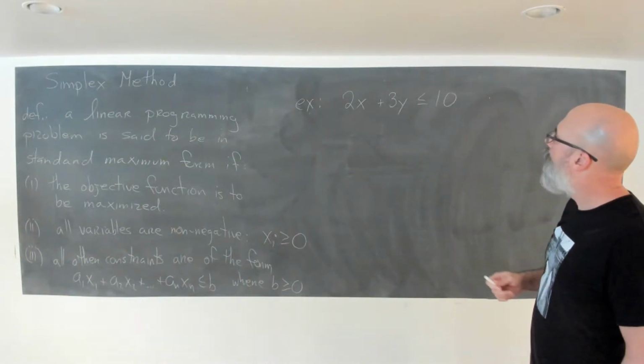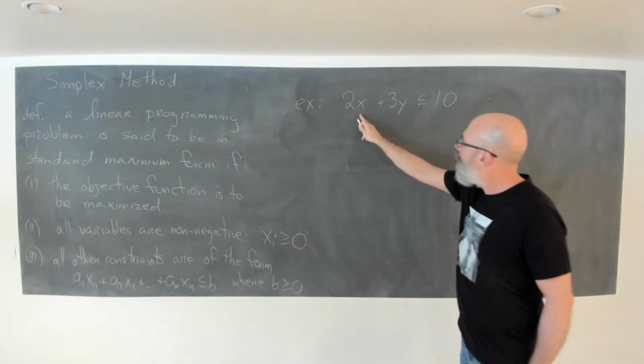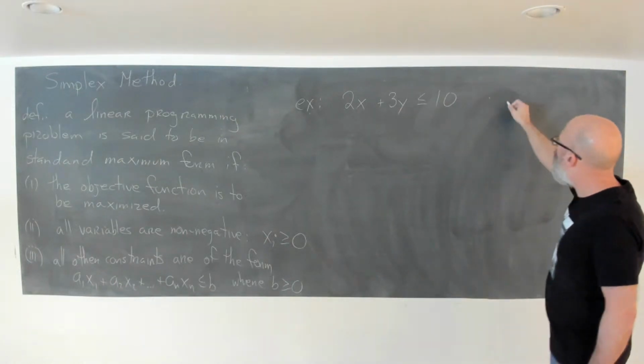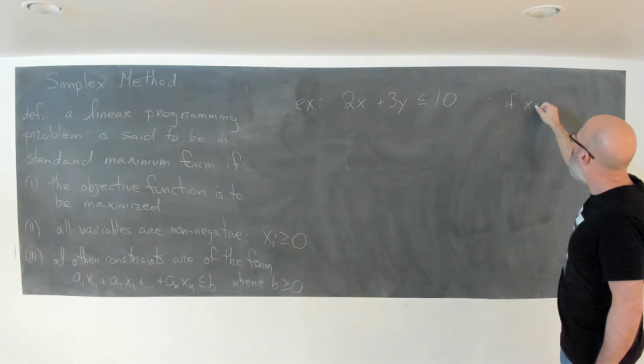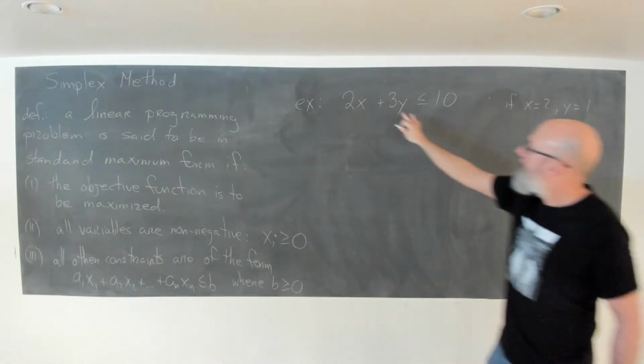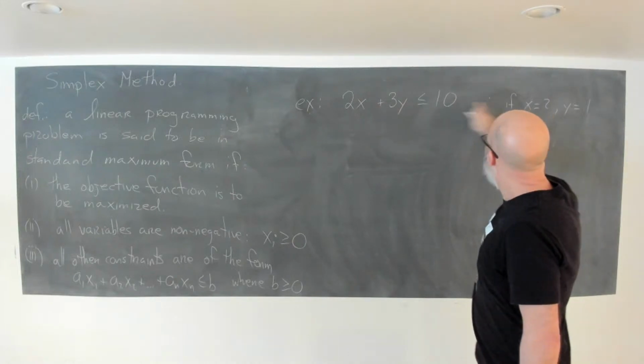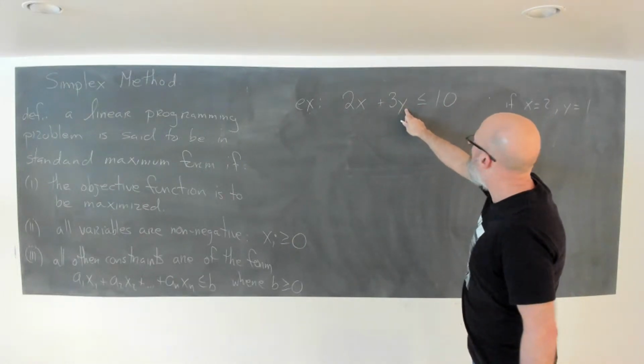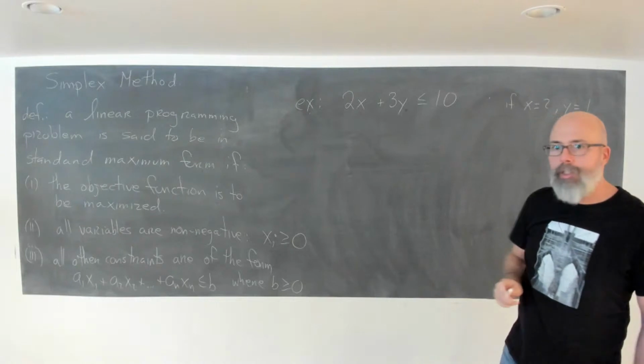Consider this. So clearly, if x is 2 and y is 1, this satisfies, right? This is 4 plus 3 is 7, and 7 is less than 10.